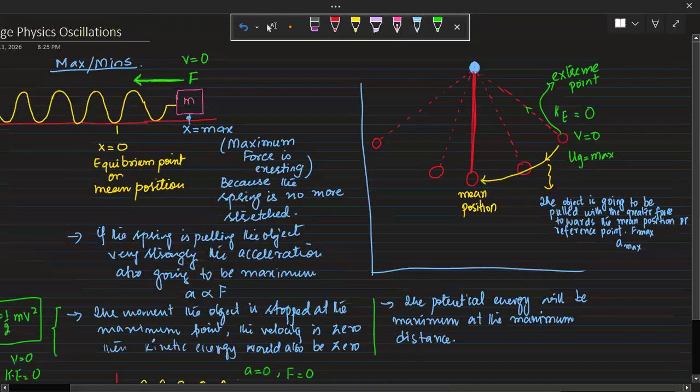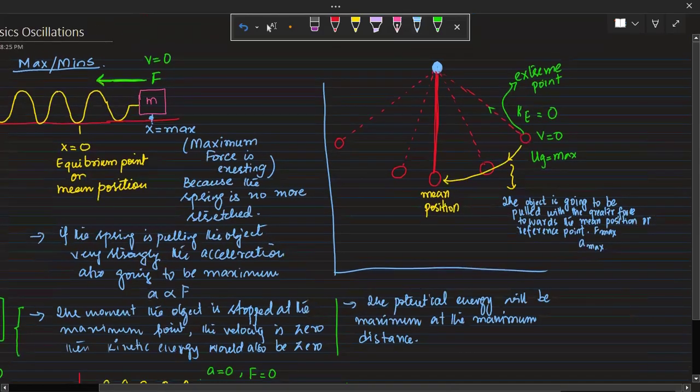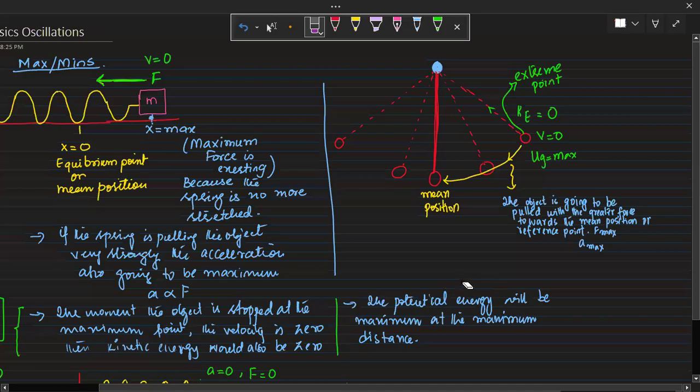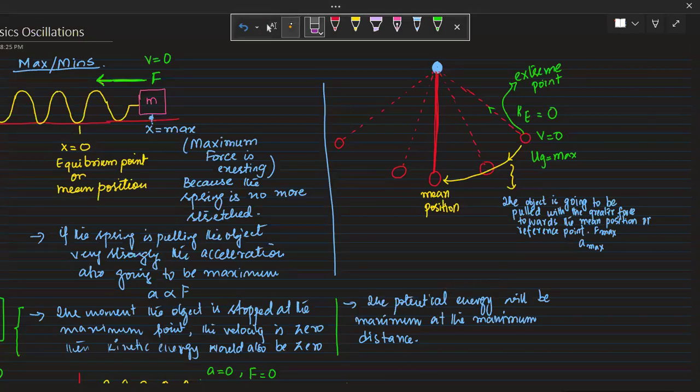Yes, sir, it is. Now, when it reaches the mean position, what happens? Let me just, give me a second.